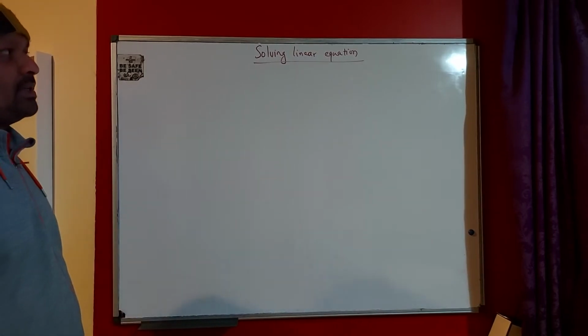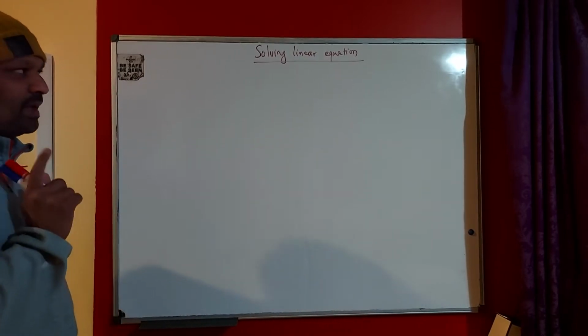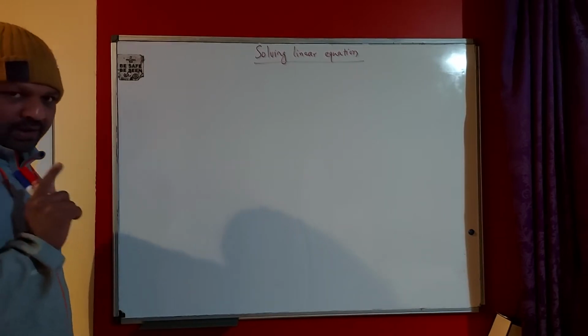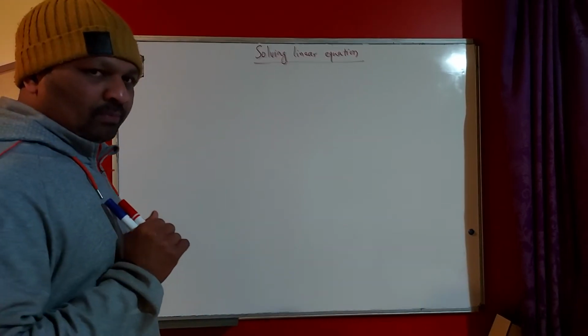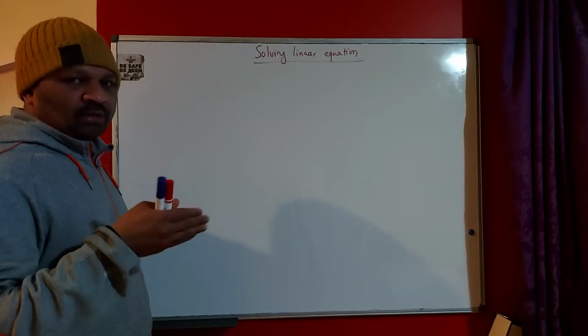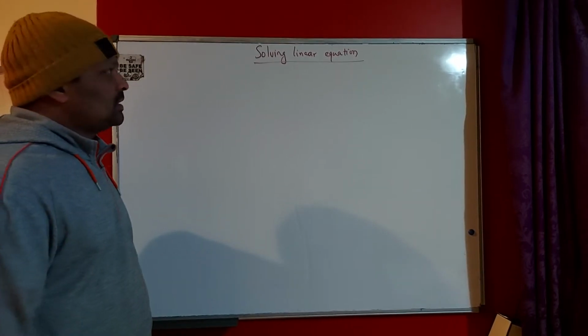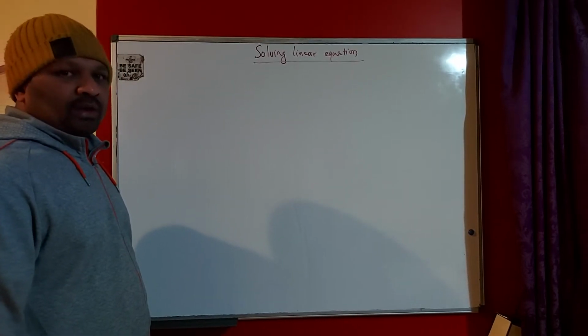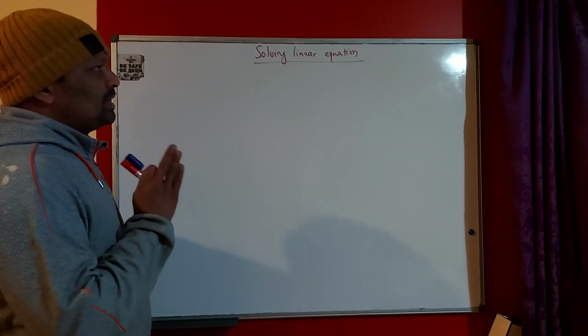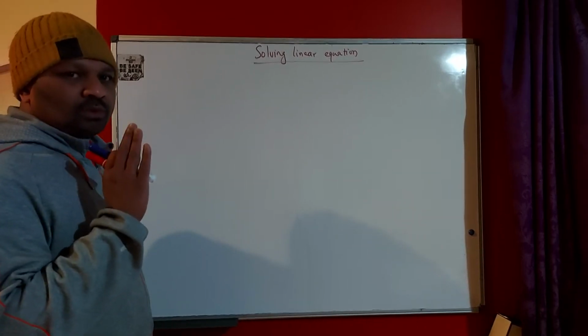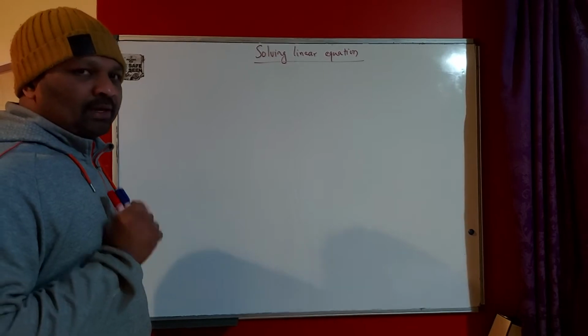What is a linear equation? A linear equation has a variable whose power is 1. It cannot be more than 1. If it is more than 1, say for example if the power is 2, we will call it a quadratic equation. So a linear equation is something in which the variable's power is 1.